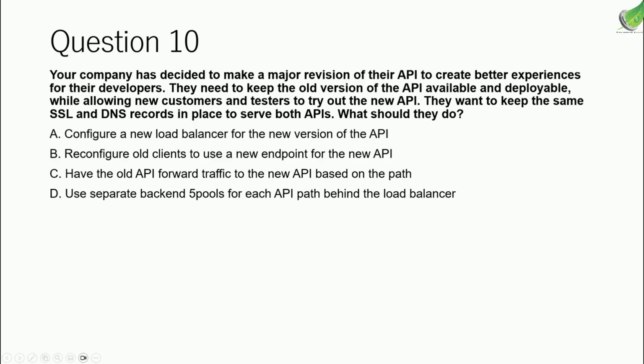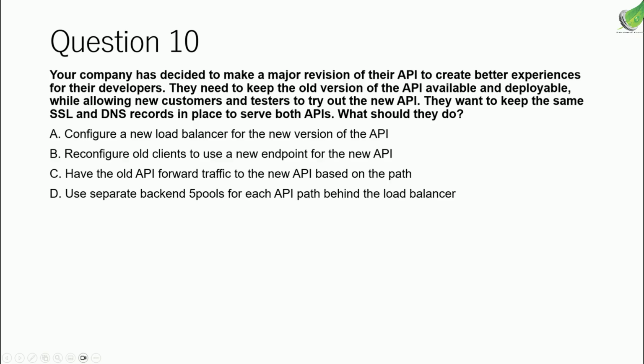So, our task is to find a solution that allows a single entry point to route traffic to different backend services. The most common way to do this is by using different URL paths. For instance, https://api.company.com/v1 for the old API and /v2 for the new one. The solution must be able to leverage this capability. With these requirements clear, let's evaluate the options.